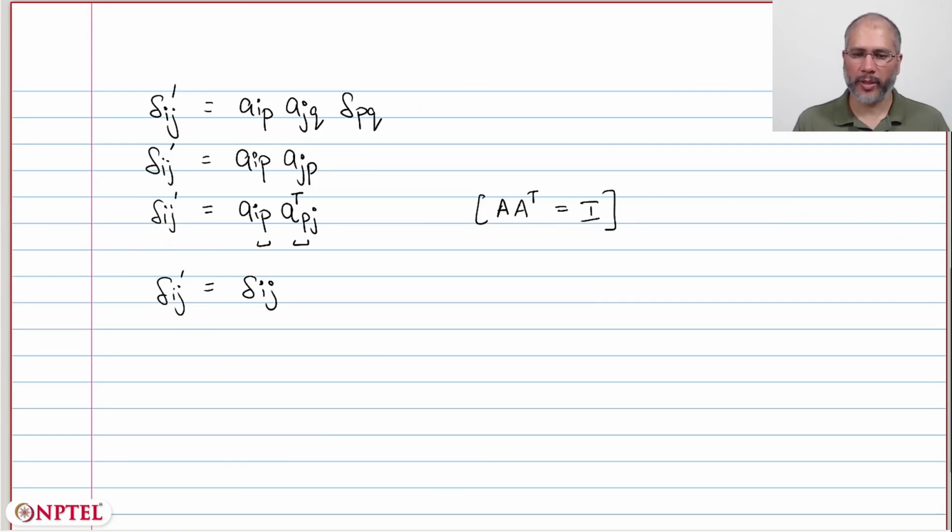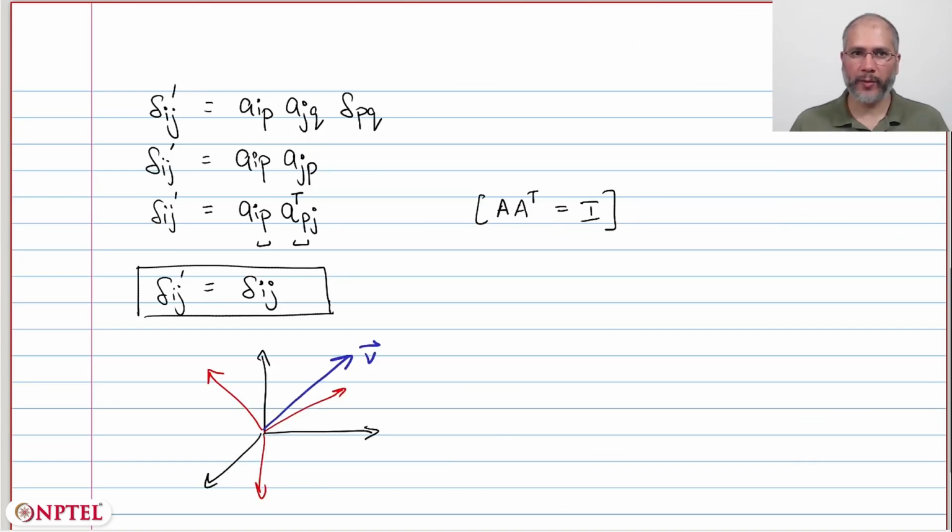Now this is a very interesting result. Imagine you're looking at a quantity from a rotated coordinate system and it still looks exactly the same. This is beautiful. If you cannot appreciate this interesting result that we have got, try to think in terms of a vector.